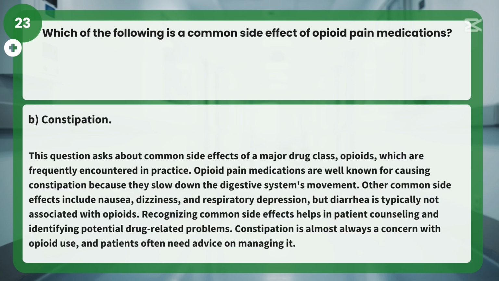Answer: B. Constipation. This question asks about common side effects of a major drug class, opioids, which are frequently encountered in practice. Opioid pain medications are well known for causing constipation because they slow down the digestive system's movement. Other common side effects include nausea, dizziness, and respiratory depression, but diarrhea is typically not associated with opioids. Recognizing common side effects helps in patient counseling and identifying potential drug-related problems. Constipation is almost always a concern with opioid use, and patients often need advice on managing it.